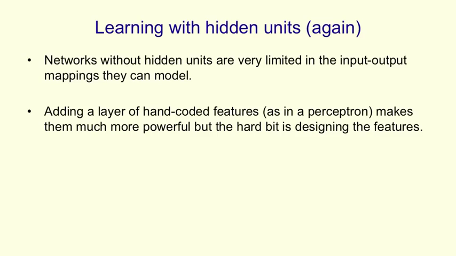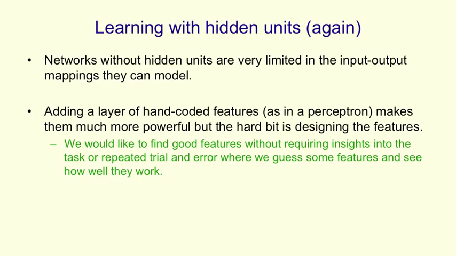Now that we know how to learn the weights of a logistic unit, we're going to return to the central issue, which is how to learn the weights of hidden units. If you have neural networks without hidden units, they're very limited in the input-output mappings they can model. If you add a layer of hand-coded features, as in a perceptron, you make the net much more powerful, but the difficult bit for a new task is designing the features. The learning won't solve the hard problem, you have to solve it by hand.